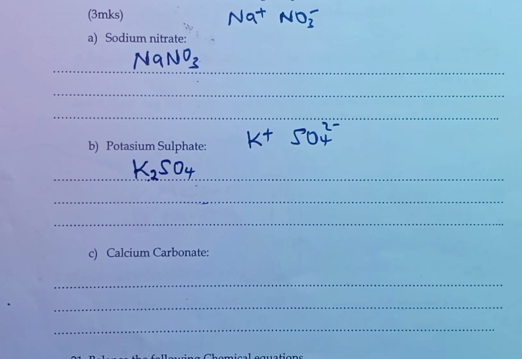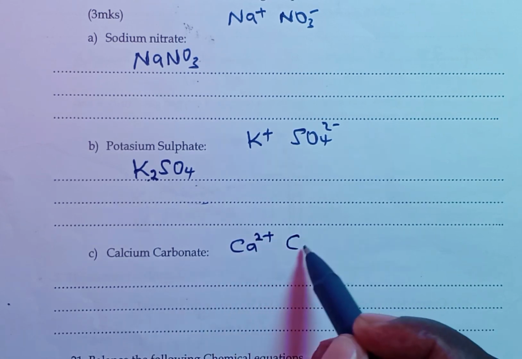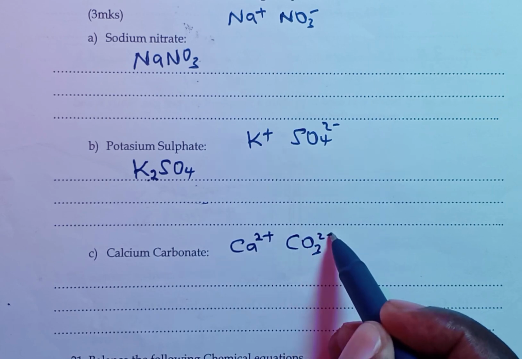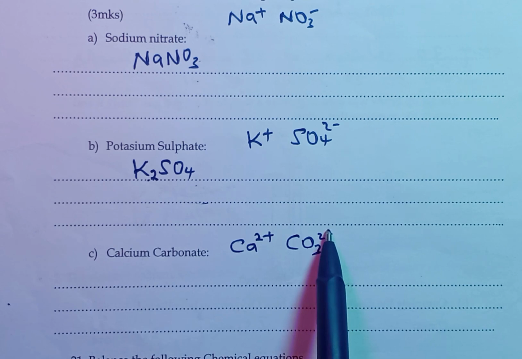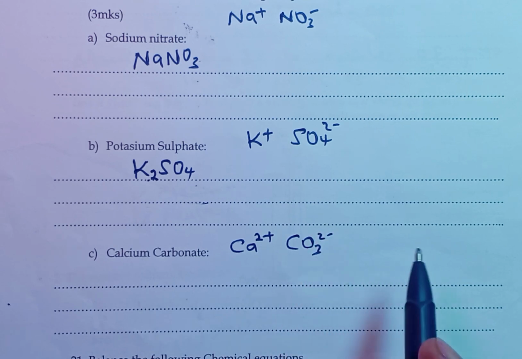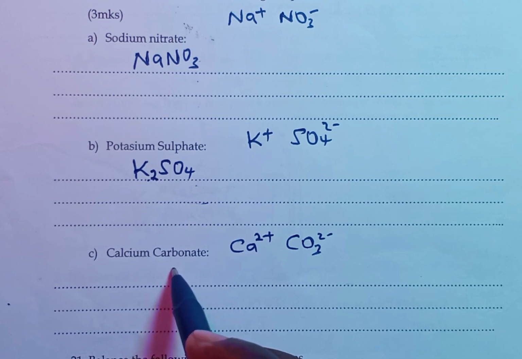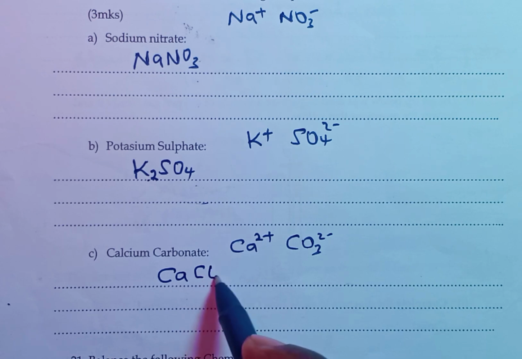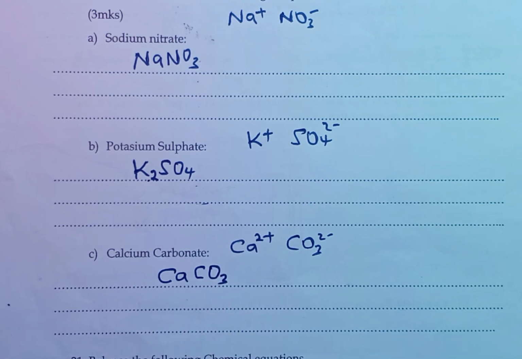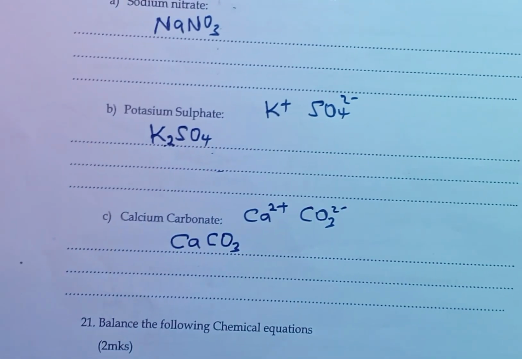Next, we have calcium carbonate. Calcium has a valency of 2. Again, the carbonate ion has a valency of 2. Remember, these are radicals, and the net charge is equal to the valency. And since the valencies are the same or equal, then the formula of calcium carbonate is going to be CaCO3, and that becomes its formula.